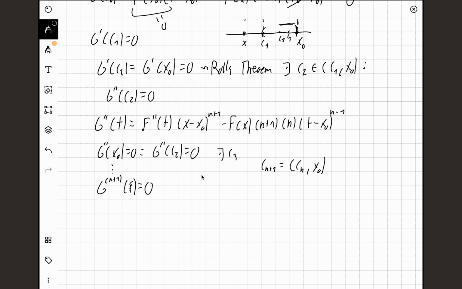But basically, we can say that this point epsilon is between cn and x0, but what can we also say? Well, all of these intervals are contained in our original interval. The easiest thing to say, because obviously we don't know where these points c1, c2, c3 are, is that this epsilon is somewhere in our interval x0.